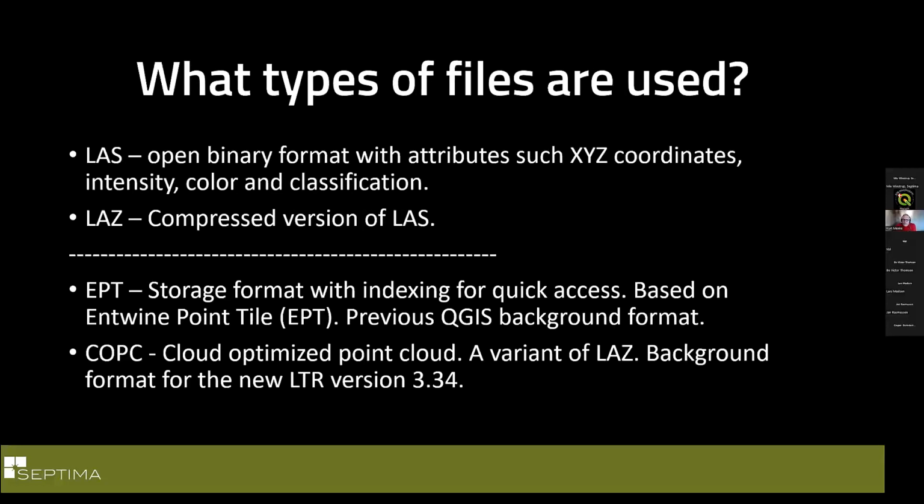So what types of files are used with point clouds? Well, there are two main formats, LAS and LAZ. LAS is an open binary format that includes attributes, as I mentioned, the X, Y, and Z coordinates. Intensity, color, and classification are common attributes with many point cloud datasets. And then LAZ is simply a compressed LAS file. And when you add one of these LAS or LAZ files to QGIS, QGIS will create an indexed version of that as either an EPT or a COPC file.